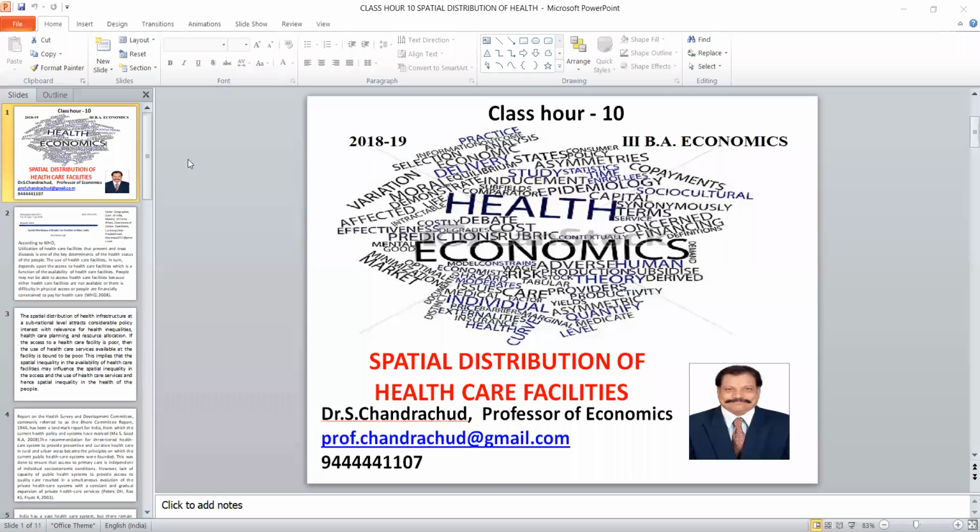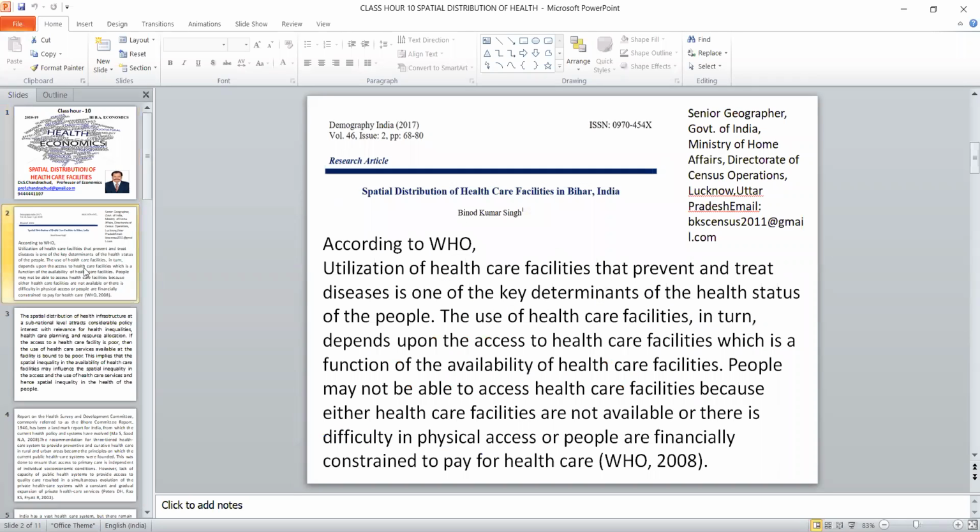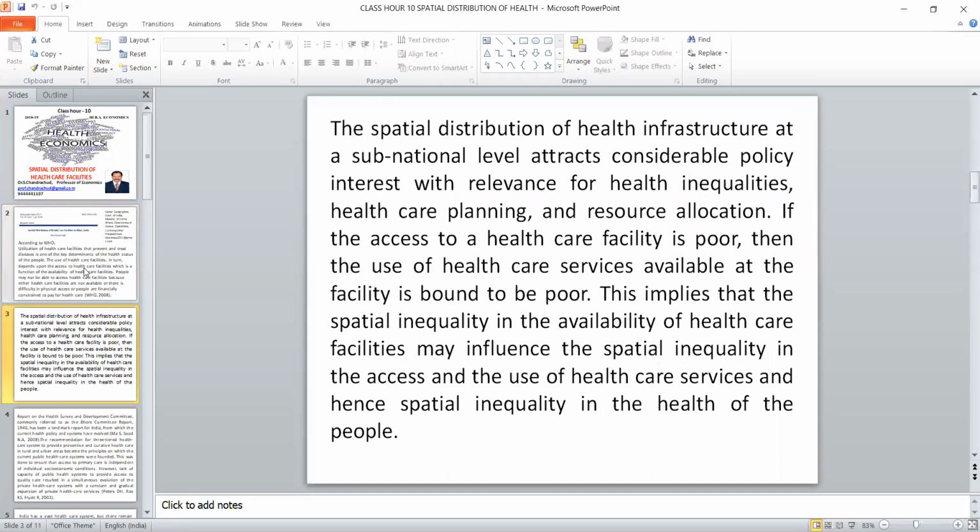Actually, last class we started with the spatial distribution of healthcare. In continuation, we are going to continue the same topic. Before that, I'll make one revision of what we discussed in the last class, and then we'll go to the next PPT. As far as the distribution of healthcare facilities is concerned, India is following a three-tier system.